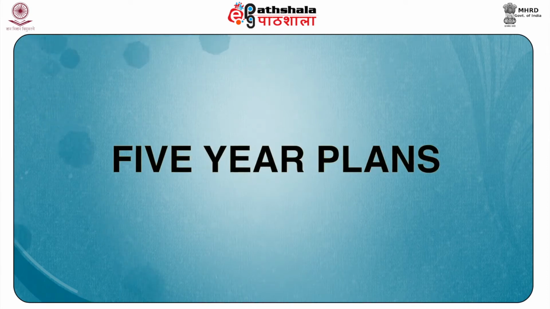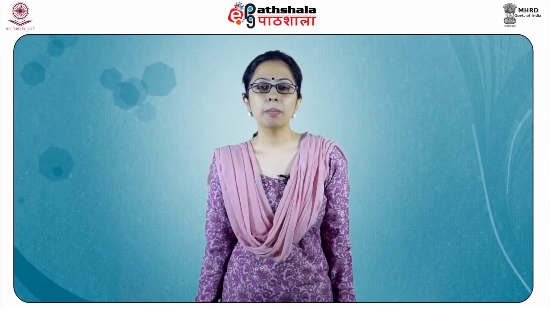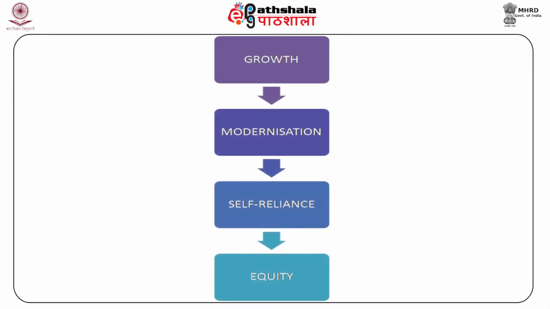Next in discussion are the 5-year plans. The development plans are drawn by the Planning Commission to establish India's economy on a socialistic pattern in successive phases of 5-year periods called the 5-year plans. It consists of the following: first, the Planning Commission of India; second, the National Planning Council; third, the National Development Council and State Planning Commission. Next, we will discuss the goals of 5-year plans. First, growth; next, modernization; next, self-reliance; and the last is equity.